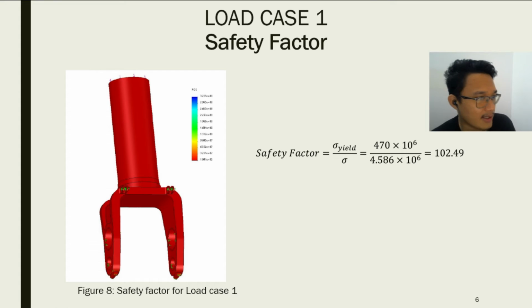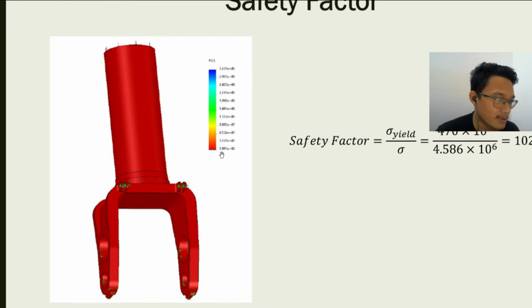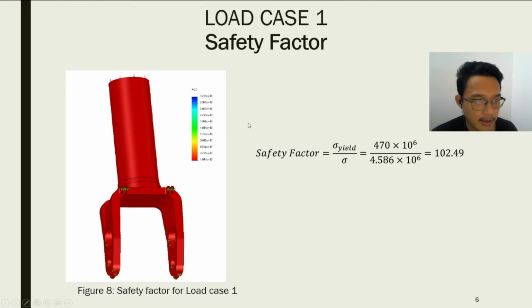Next, for the safety factor, as we can see from the diagram, the safety factor for this component is 101, which is very safe since it's higher than 1. From the theoretical calculation, we can use the yield strength of the component used, which is 470 megapascal, and below we use the maximum von Mises stress, which is 4.586 megapascal. Then we have almost the same safety factor, which is 102.49, which is almost the same as 1.1 by 101.